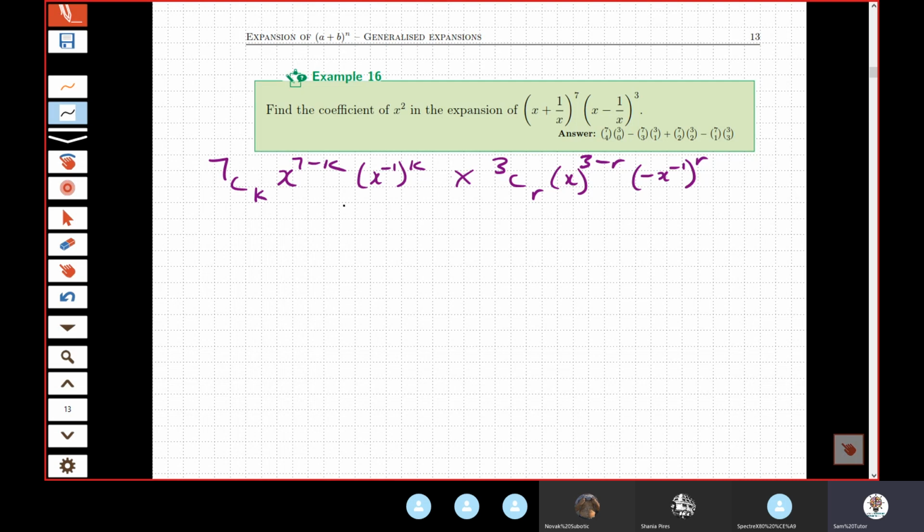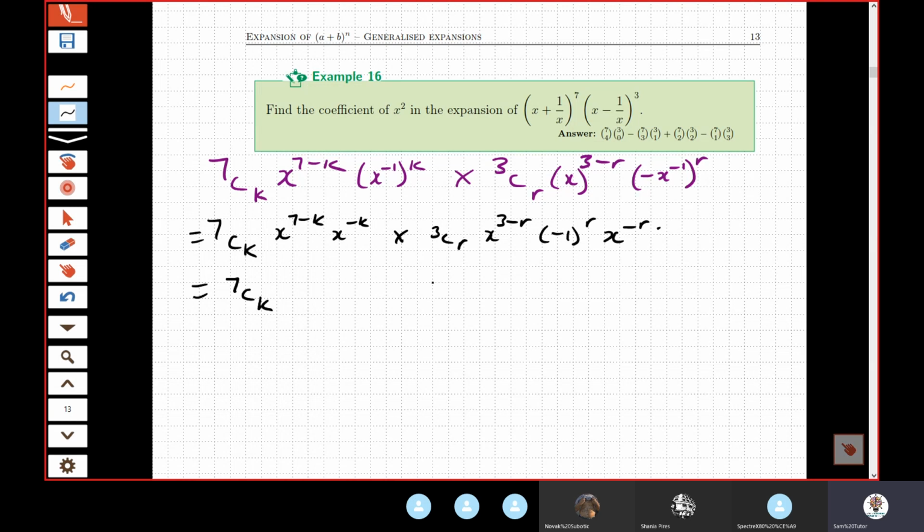Just going to add them. Can you guys see it? Maybe I'll do it slower. Hold on. 7 choose k, x to the power of 7 minus k, x to the power of -k, times 3 choose r, x to the power of 3 minus r. That's -1 to the power of r, and then x to the power of -r. Can you guys see that? Yeah, like I said, it's all multiplied.